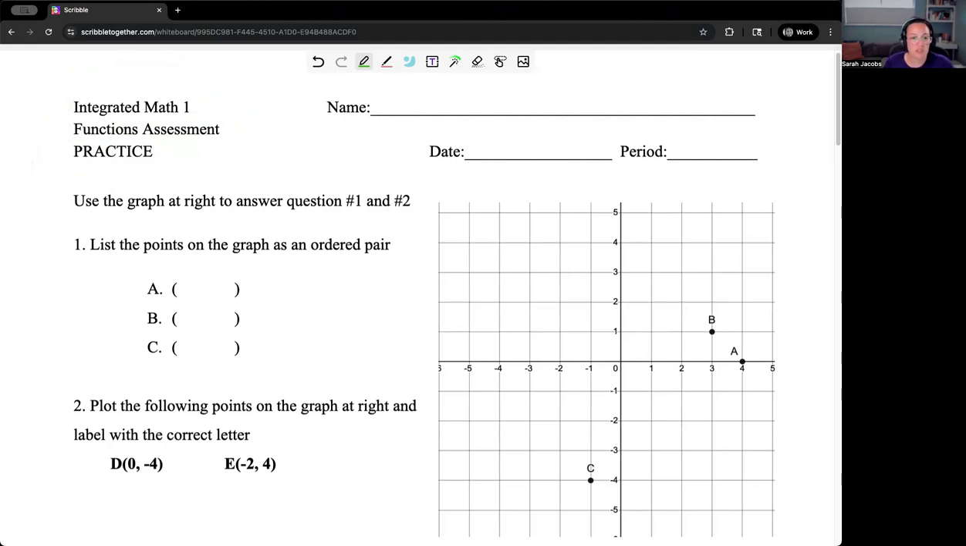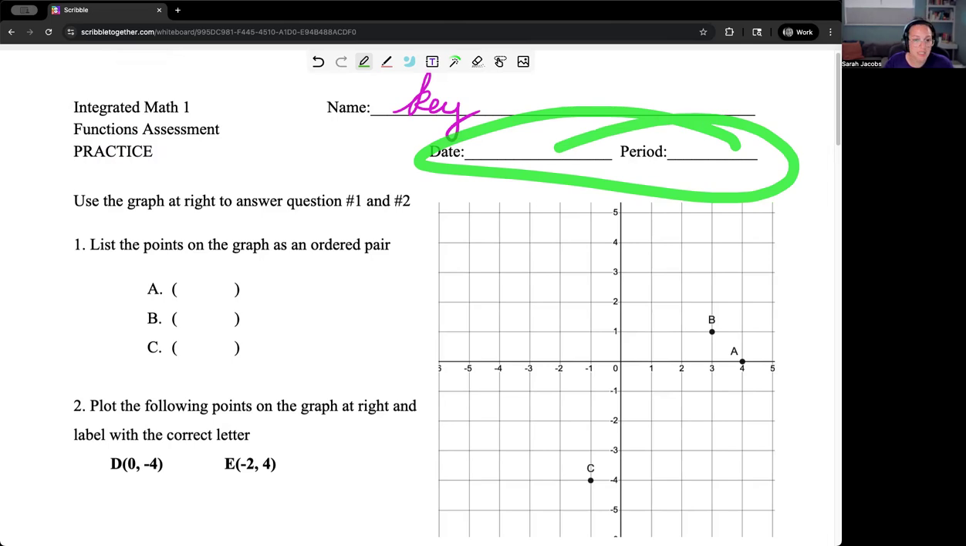So the whole point of this is to figure out where you're going to make your mistakes so you make them here. I'm also going to post this after the fact as the key, so I'm going to make a note that that's the key. And let's dive in. Yeah, put the date and period. I'm not going to put it on the key.